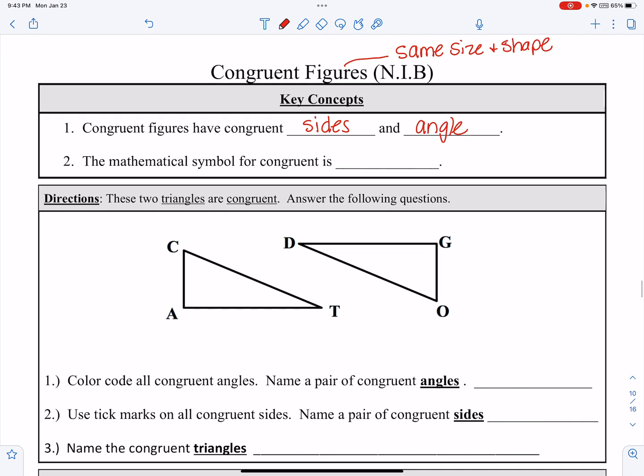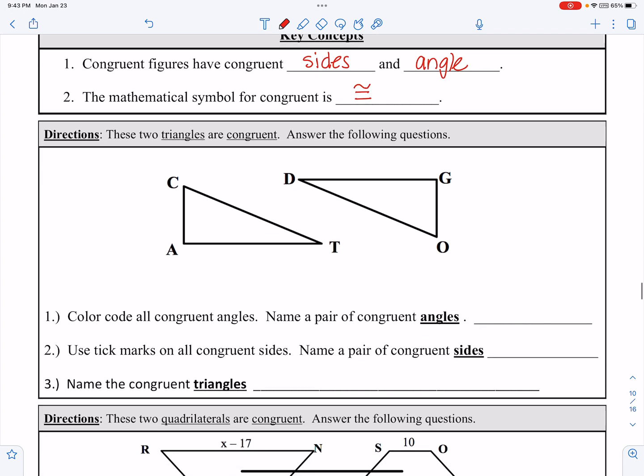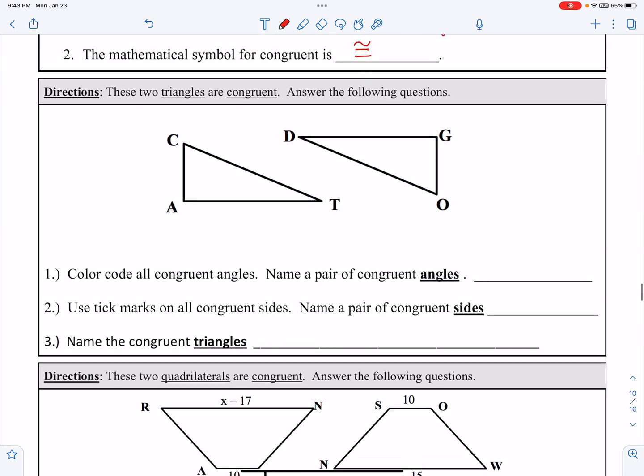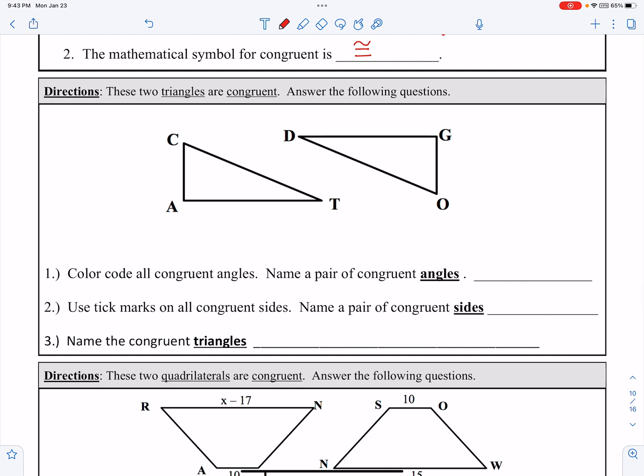So the mathematical symbol for congruent is an equal sign with this tilde on top. And so that's what you're going to use. So start getting really neat and make sure that you're showing that. They are letting you know in the directions these two triangles are congruent. That's important because sometimes a drawing is not to scale, so you have to trust what the directions say. Okay, so it says color code all the congruent angles.